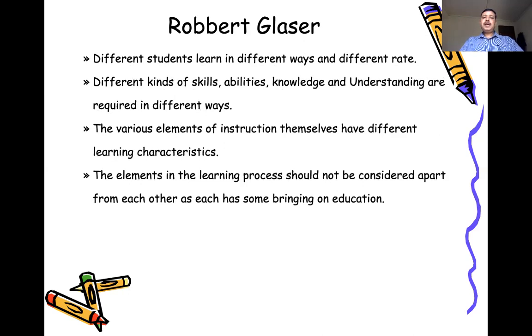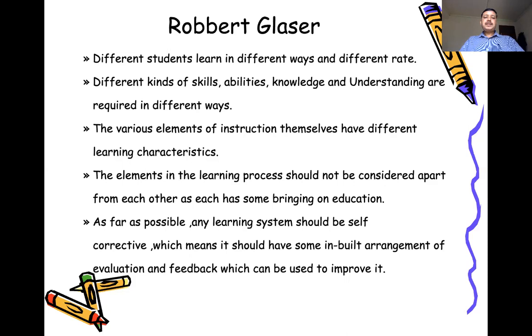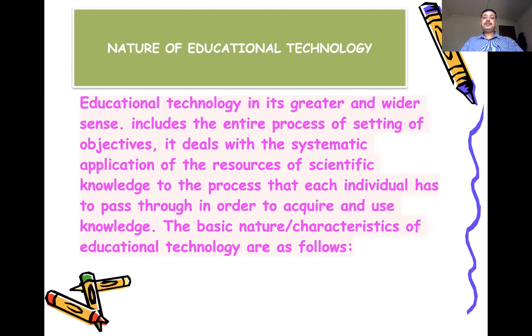Different students learn in different ways and at different rates. Different kinds of skills, abilities, knowledge, and understanding are required in different ways. The various elements of the instruction themselves have different learning characteristics. The elements in the learning process should not be considered apart from each other, as each has some bearing on the others. As far as possible, any learning system should be self-corrective, which means it should have some inbuilt arrangements of evaluation and feedback, which can be used to improve it.